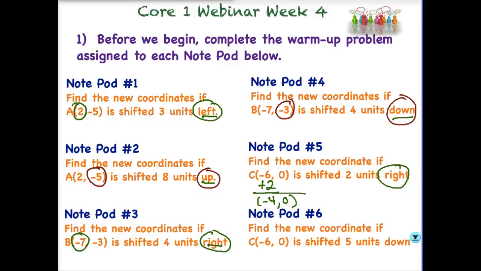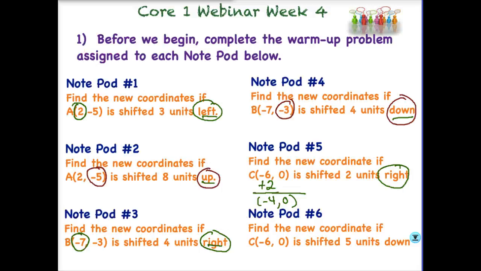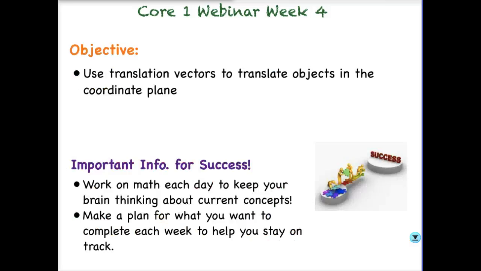Let's go back over to objectives. Our objective today was to use translation vectors to translate objects in the coordinate plane, which is basically what you've already done. My goal is for you to see that when you shift things, you know which coordinate is affected. Some of you were confused about the word transformation versus translation, and translation is what you just did.